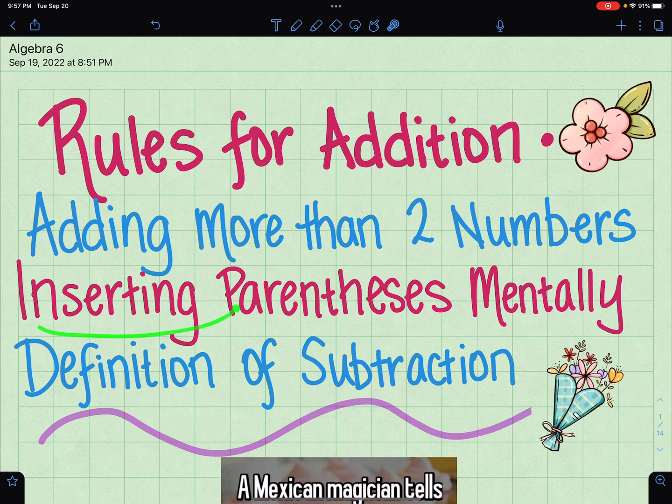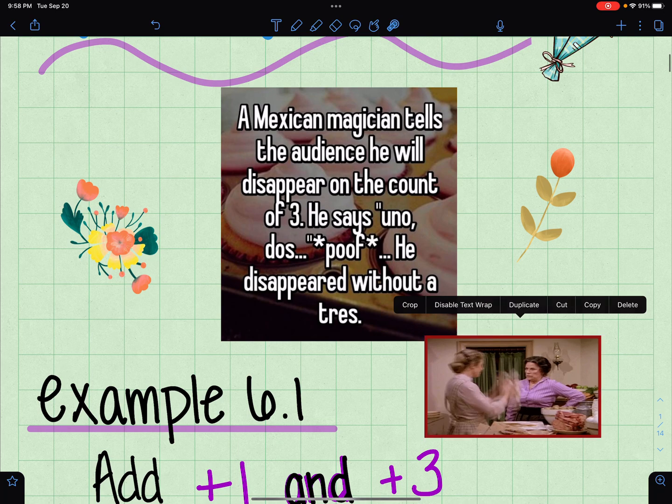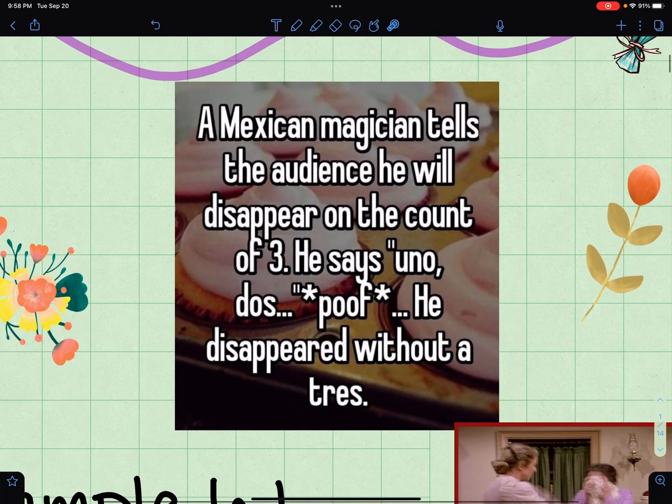And then we're going to talk about inserting parentheses mentally. Yes, we are going to do some mental work today. And we are going to go over the definition of subtraction, which is going to make it so that subtraction doesn't exist.